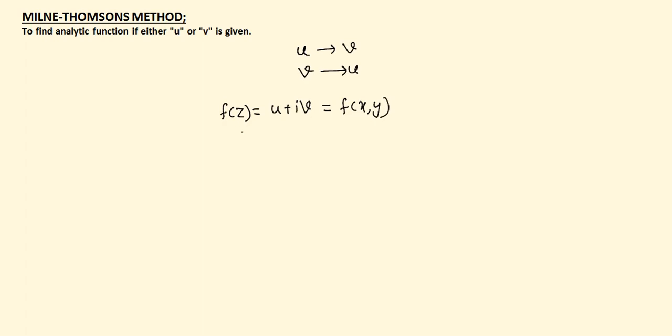Sometimes we need to find the value of the analytic function in terms of z. For this case we use a special method known as Milne-Thomson's method. So today we will discuss how to find the analytic function f of z equal to u plus iv in terms of z.